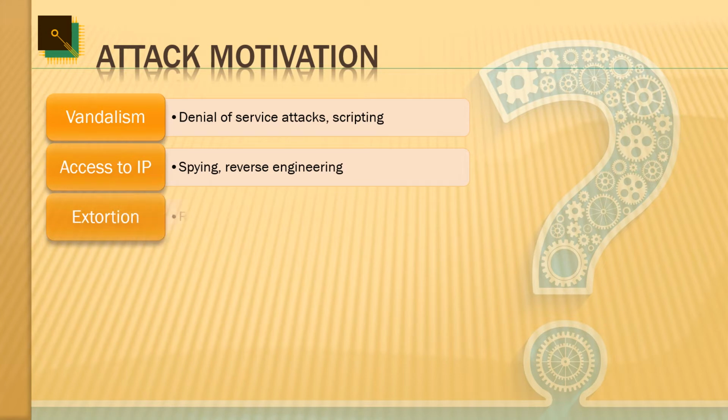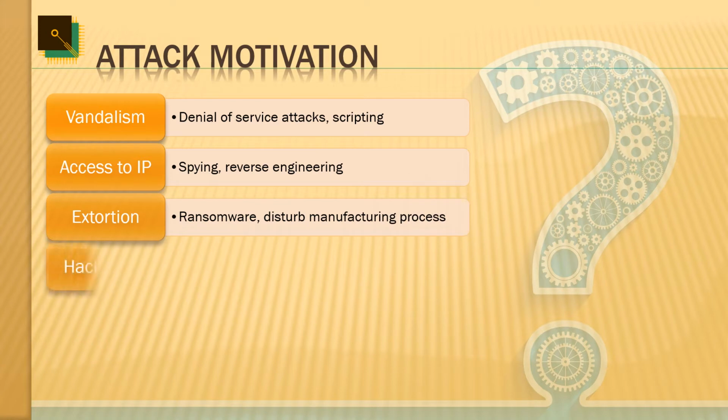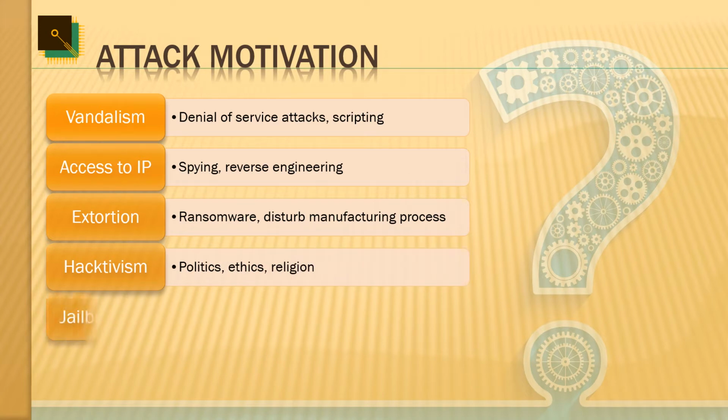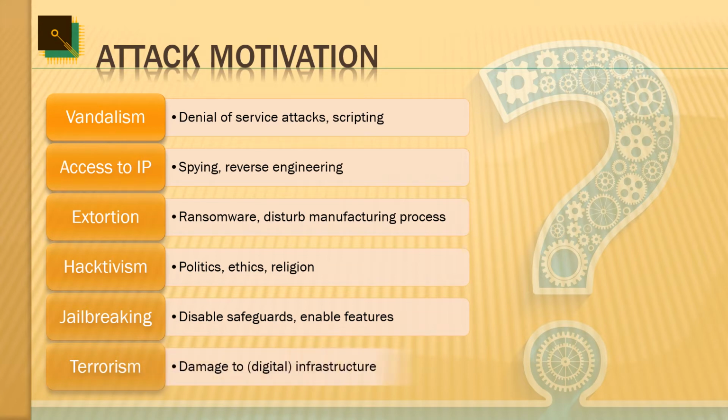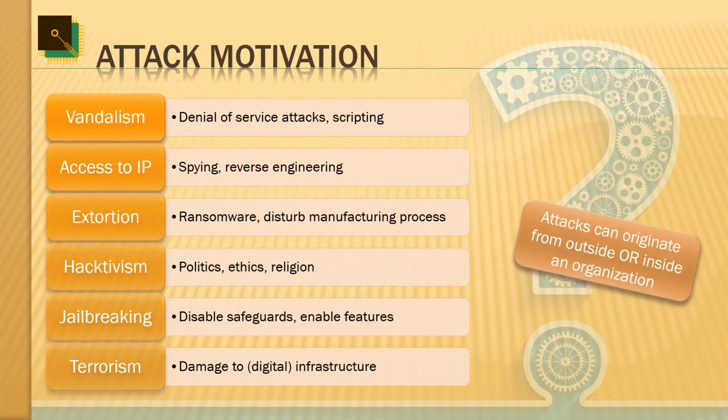Extortion, like ransomware or disturbing your manufacturing process to extort money from you. There's hacktivism, meaning hacking due to politics, ethics, religion. Maybe someone just doesn't like you or stuff that you or your company is doing. Then there's jailbreaking. This could even be your customers, because maybe you have some safeguards and they can be disabled. And finally, we have terrorism, simply producing damage to the digital infrastructure.